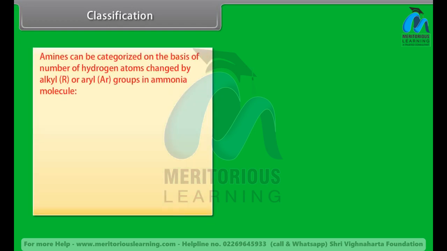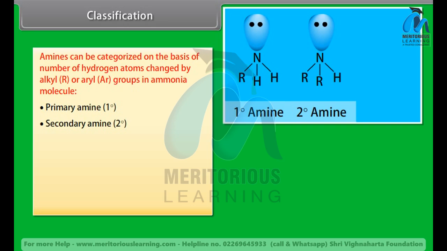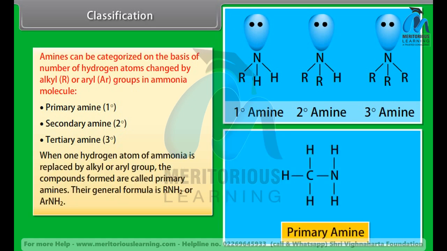Classification. Amines can be categorized on the basis of number of hydrogen atoms changed by alkyl or aryl groups in ammonia molecule. Primary amine, that is 1 degree, secondary amine, that is 2 degree, and tertiary amine, that is 3 degree. When one hydrogen atom of ammonia is replaced by alkyl or aryl group, the compounds formed are called primary amines. Their general formula is RNH2 or ArNH2.